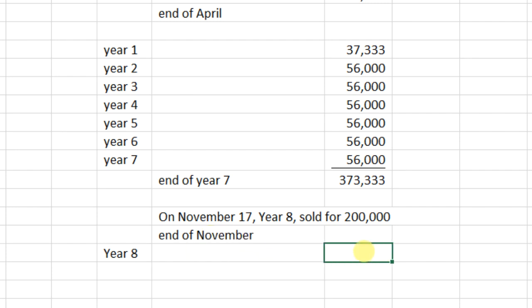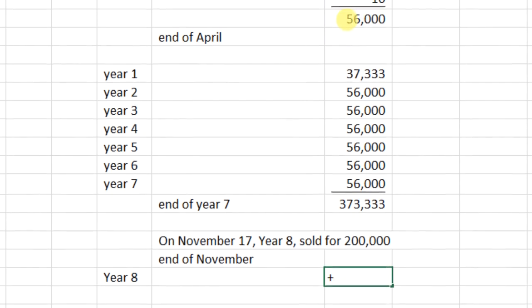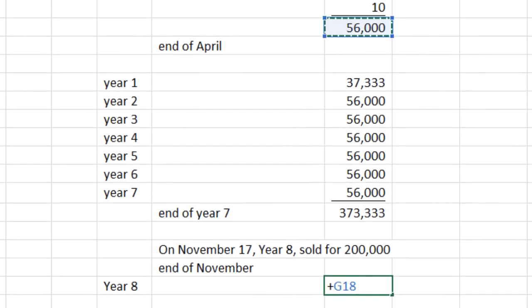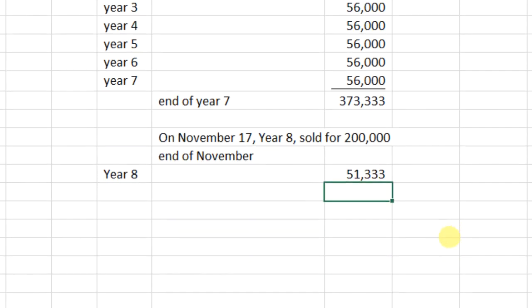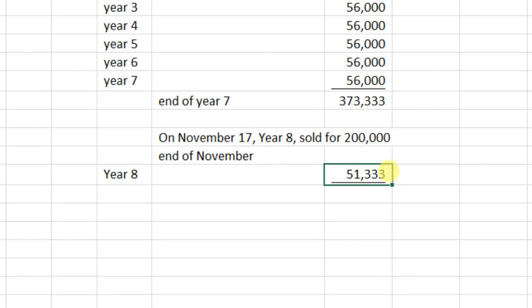So what we're going to do is we're going to take our yearly depreciation amount of $56,000. We're going to multiply it by 11 months out of 12. So we have to do $51,333 depreciation in year 8. So let's figure out accumulated depreciation.